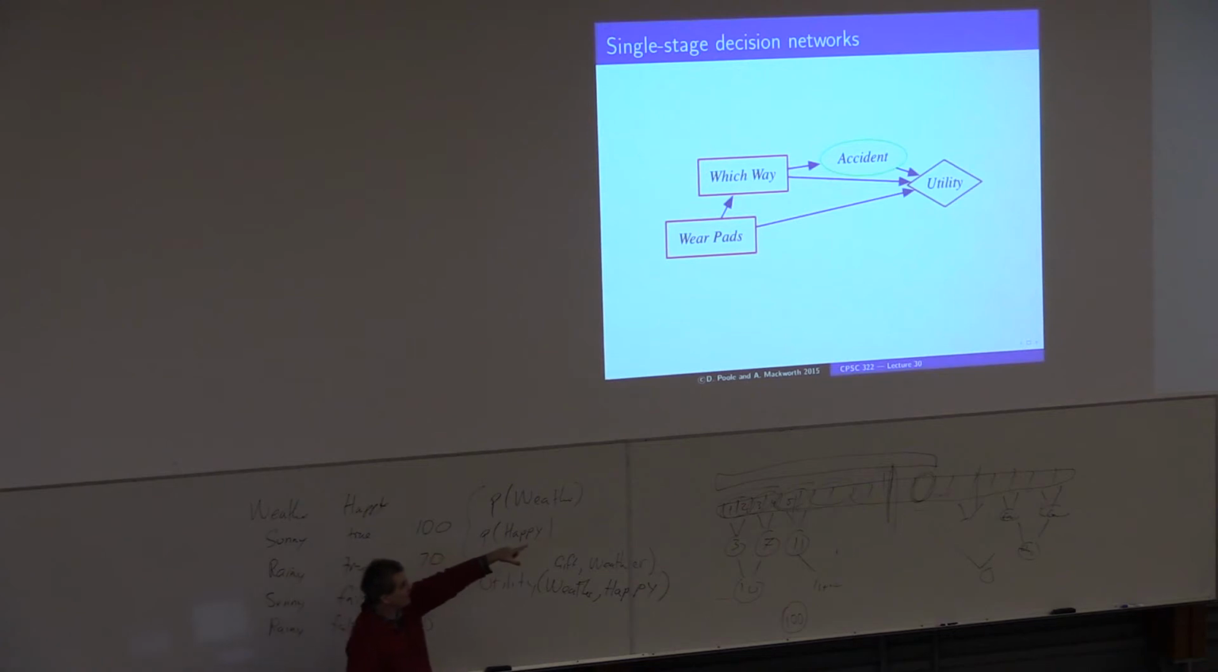So if I have a policy, I can compute the expected value just by summing, and the same algorithm works. I'm just going to use all these three factors, and I can just multiply them together and sum out. Here, I'm going to sum out weather and happy.